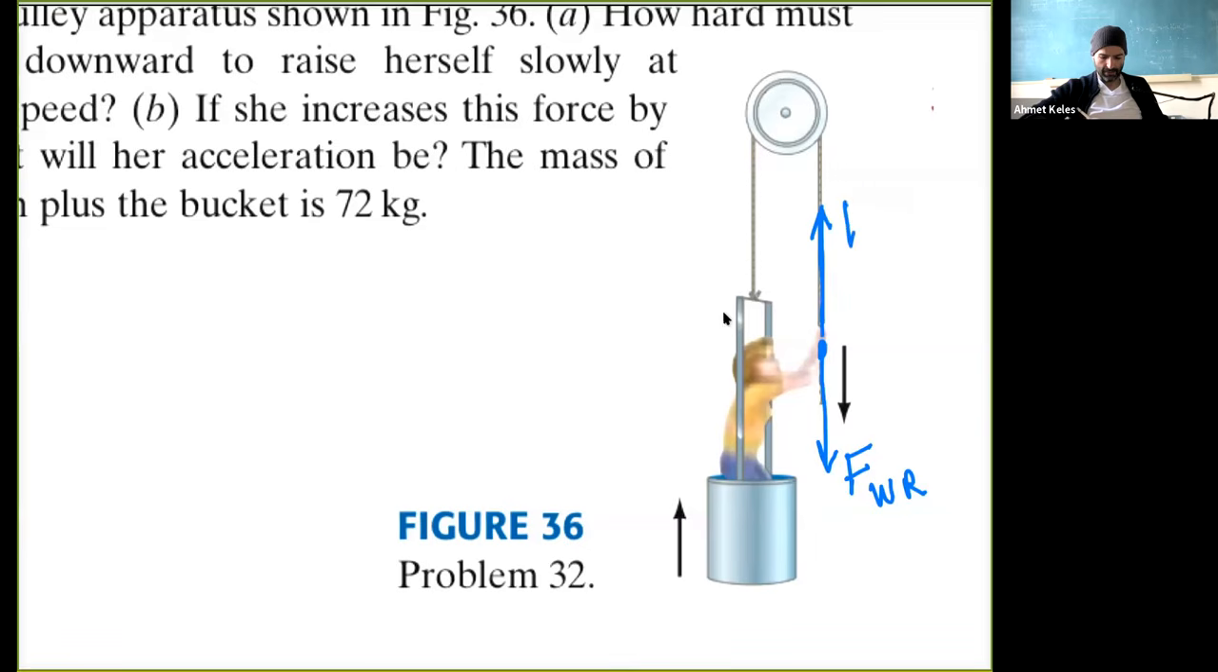This is force. Okay, sorry, I messed up. So this is the force on the rope, that she pulls on the rope by the woman. And this is the force on the woman by the rope. Okay? And so let's just use our intuition a little bit.